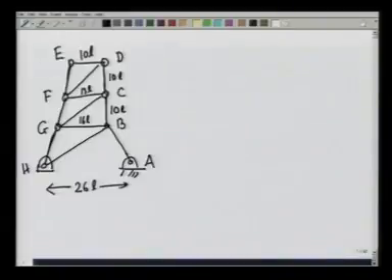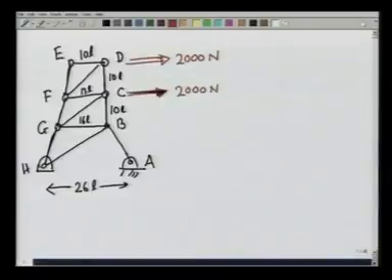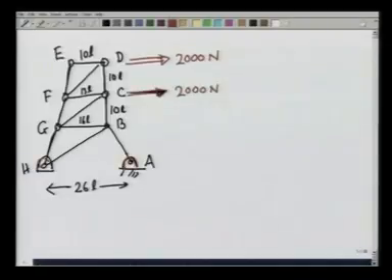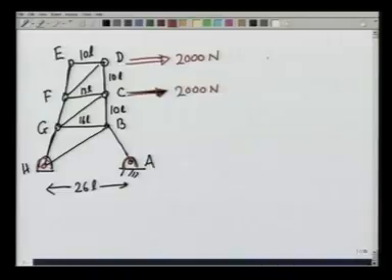The truss is loaded at points. Let me make this in red, at points C and D by 2000 newtons each. And we want to calculate the forces on different members. Notice, since both point A and H are on fixed pins, this problem is statically indeterminate externally. Let us see how.